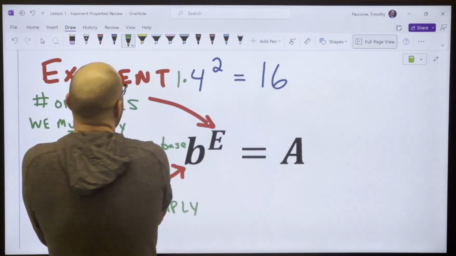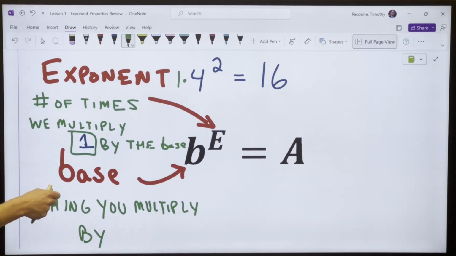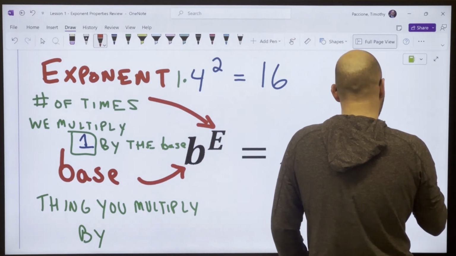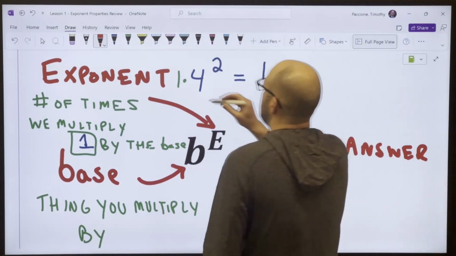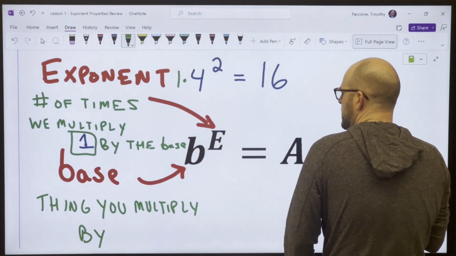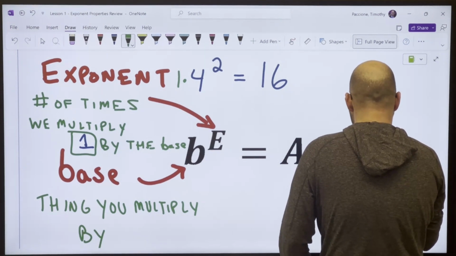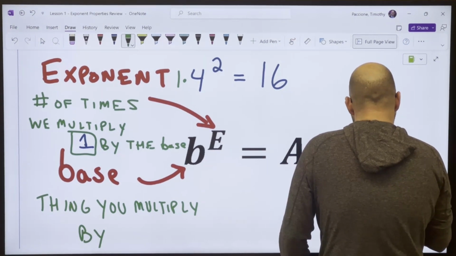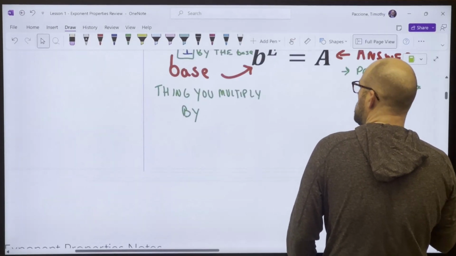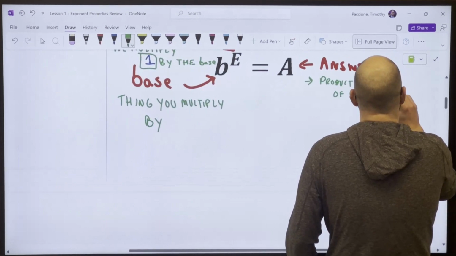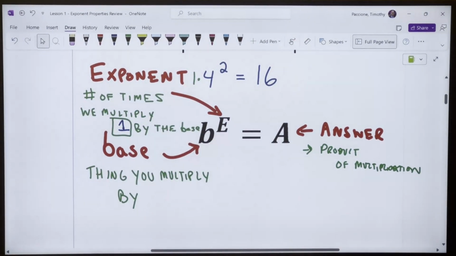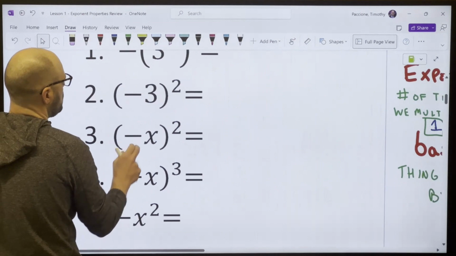Okay, so 1 times 4, 2 times. Okay, and then this is just our answer, which is the product of our multiplication. Okay, so just stick with me on that new definition. You'll see it later in the lesson, and you'll be like, oh, that's why he made us do that. So this is the product of the multiplication. Okay, so now when I use these words, we know what we're doing. All right, so let's go to this example.